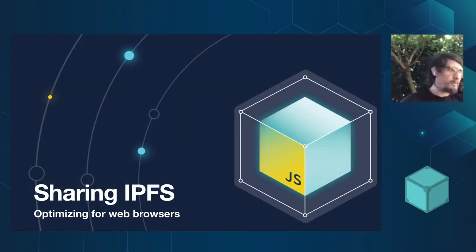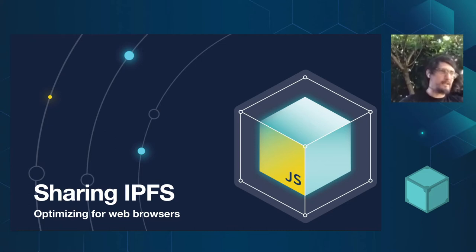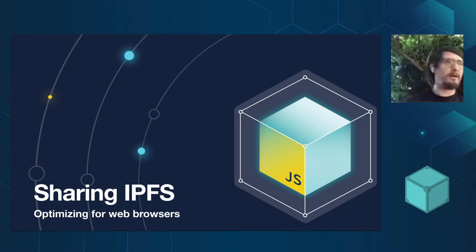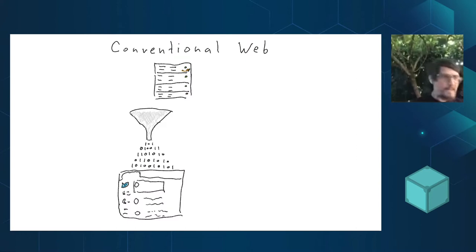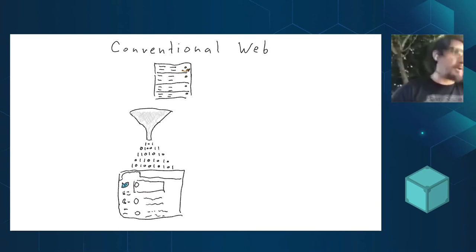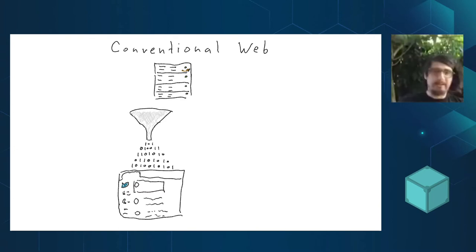I've been working with some people at Protocol Labs on some optimization work for sharing an IPFS node in the browser. So it's going to be a brief crash course. Conventional web browsers tend to expect that all the data is going to be funneled to them through one server farm, and that can be really, really efficient, and it works great.